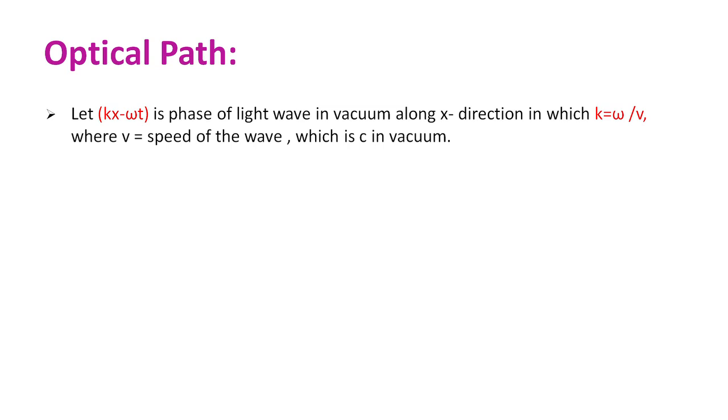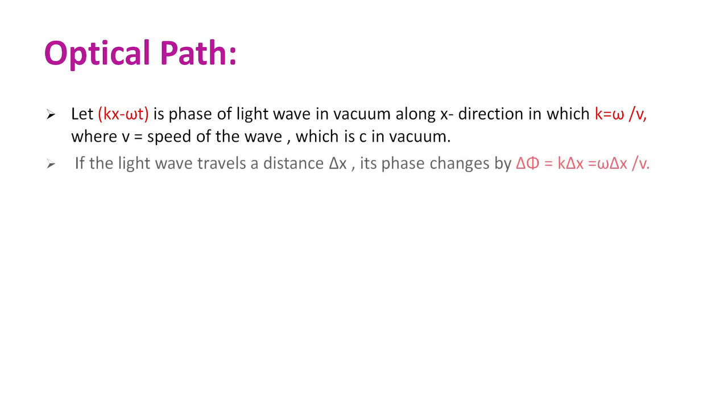For this, let us consider kx minus omega t as the phase of a light wave in vacuum along the x direction, in which k is equal to omega upon v, where v is the speed of the wave, which is c in vacuum. If the light wave travels a distance delta x, its phase changes by delta phi equal to k into delta x, where k is equal to omega upon v. Putting this value, we get omega delta x divided by v.